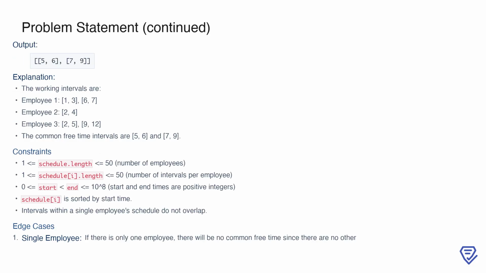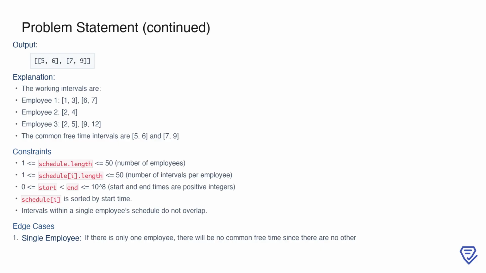Here's another example to further clarify. If the input is schedule equals [[1, 3], [6, 7]], [[2, 4]], [[2, 5], [9, 12]], we again analyze the working intervals for each employee. Employee 1 works during 1, 3, and 6, 7. Employee 2 works during 2, 4, and Employee 3 works during 2, 5, and 9, 12.